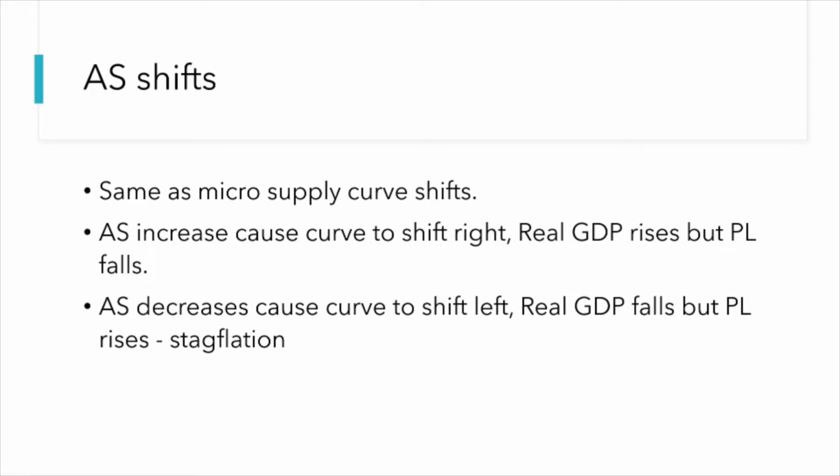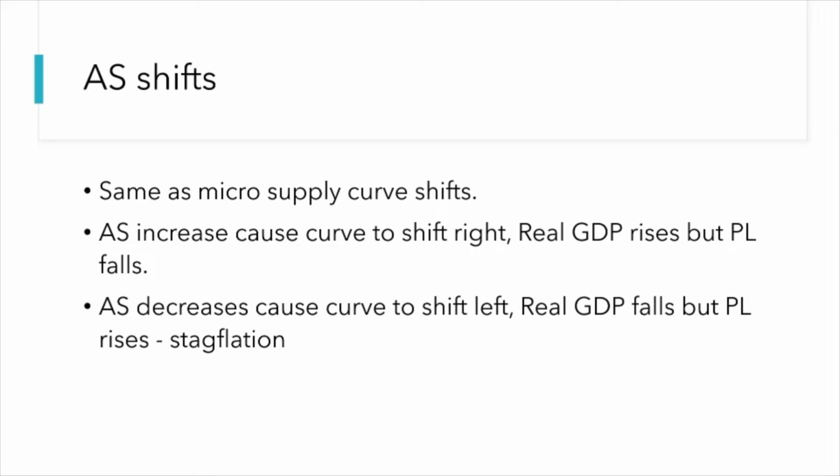Again, aggregate supply shifts are the same as the micro supply curve shifts. So an increase in aggregate supply causes the curve to shift right, and real GDP rises but price level falls. And when the aggregate supply curve shifts left, real GDP falls but price level rises, and this is a phenomenon called stagflation.